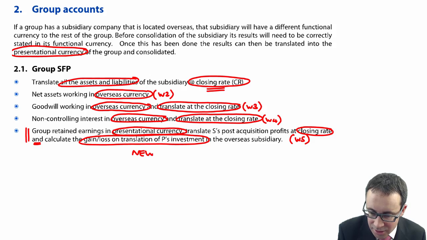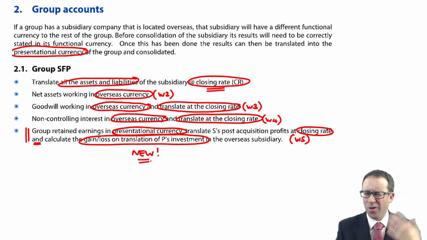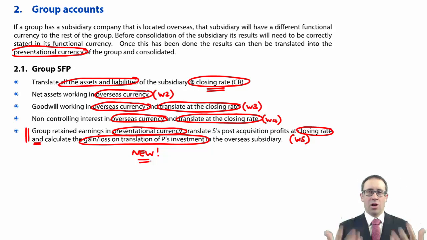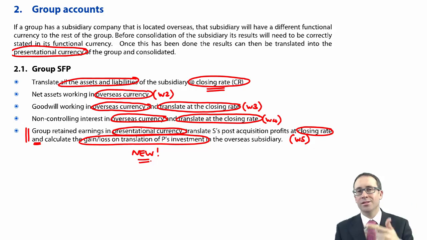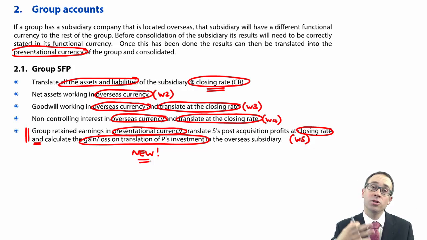I would say that is new. All the other bits, that's not really new, is it? It's just logic, isn't it? Translate everything at the closing rate once you've calculated it in the overseas currency. All right, technically it's new, but it's nothing that you haven't done before. Your working 2 is the same, working 3 is the same, working 4 is the same. It's just done in a different currency. Okay, so that's the group SFP.